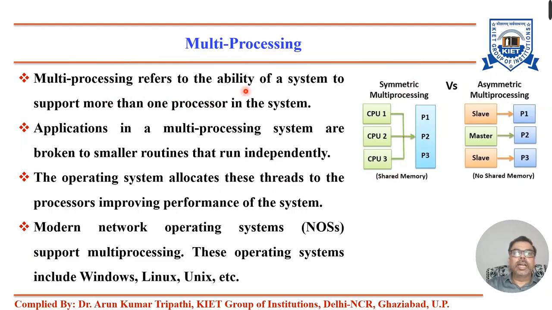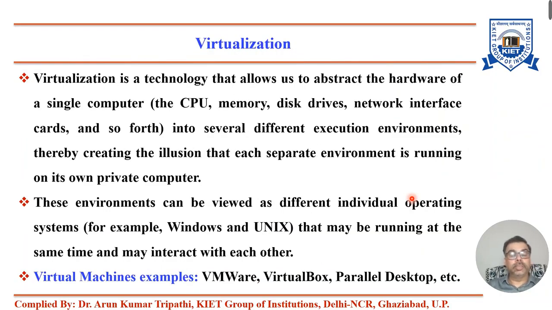So multiprocessing refers to the ability of the system to support more than one processor in the system. The applications in a multiprocessing system are broken into smaller routines and run independently. The operating system allocates these threads to the processors, improving the performance of the system. Windows, Linux, Unix all have the multiprocessing capability.